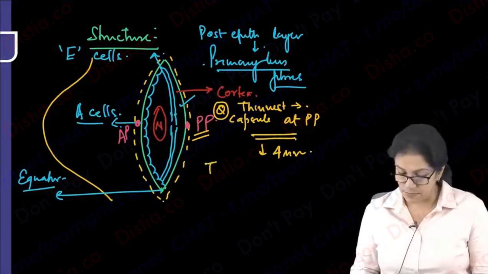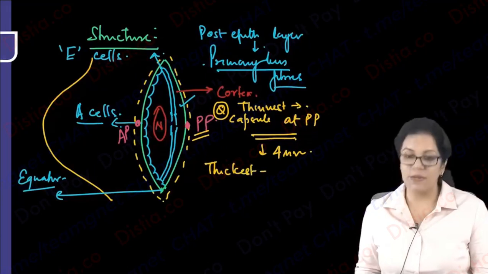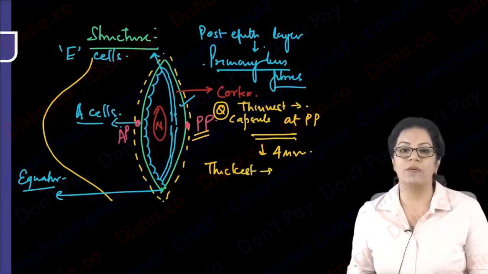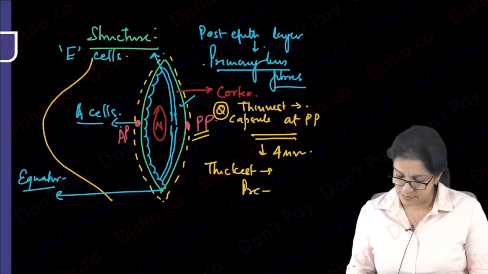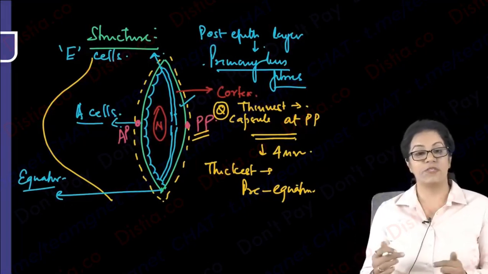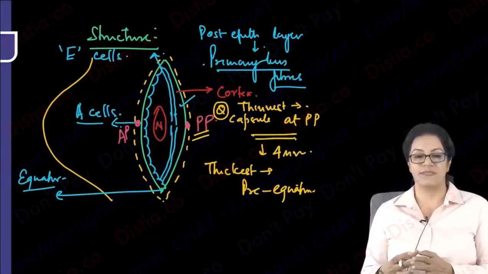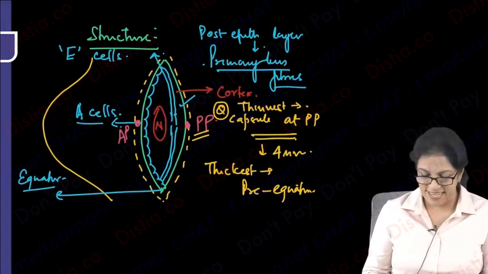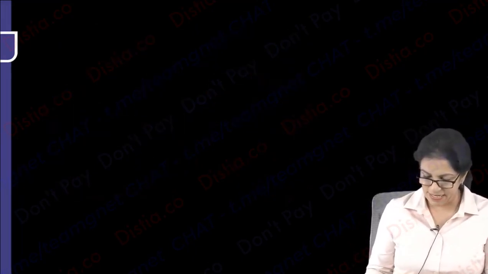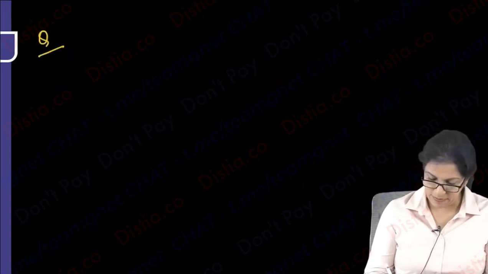And the thickest part is pre-equatorial. If asked what is thickest, we'll answer it is pre-equatorial, but the question has been asked for the thinnest. The second question they have asked you: which are the youngest fibers? Of course, cortex, isn't it? So let's write it separately. Youngest fibers, we will answer cortex.